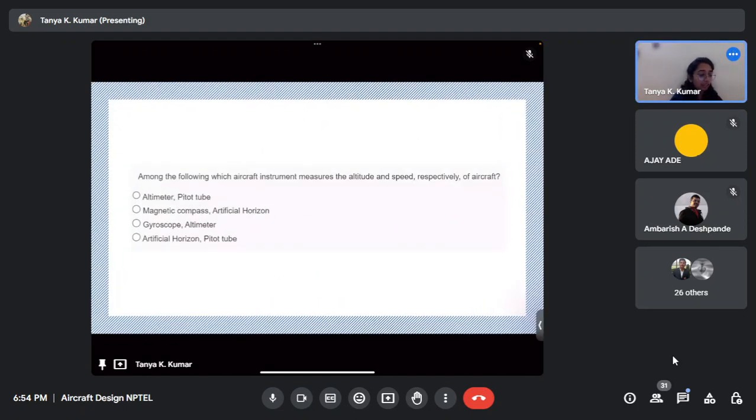Among the following, which aircraft instrument measures the altitude and speed respectively? Option A, yes. Altimeter and pitot. Altimeter measures the altitude and pitot measures the speed. What does the magnetic compass measure? Points to the north. Okay, so it measures the direction. What is that term called? What does it measure? It points to the north. So what quantity does it tell the aircraft about the aircraft?